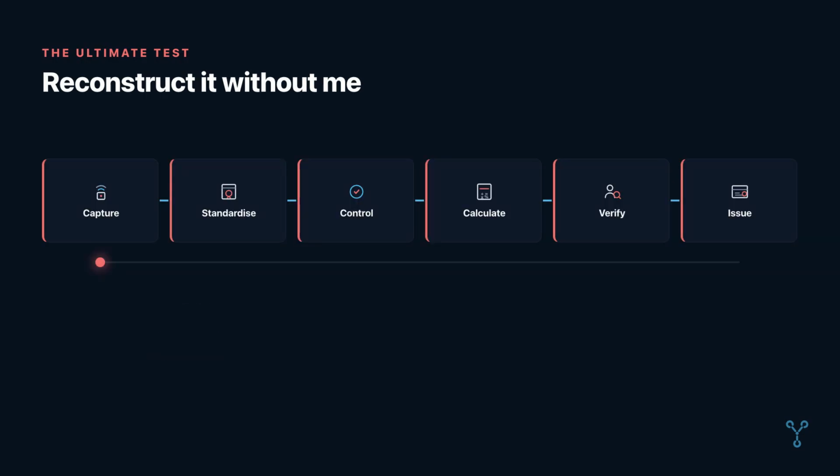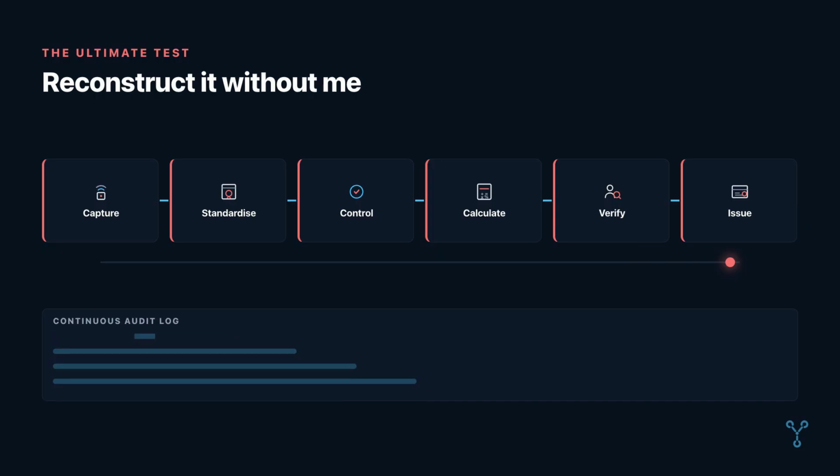A proper digital workflow runs in 6 steps. The first step is data capture. The second step is standardization. The third step is quality control. The fourth step is calculation. The fifth step is independent verification. The sixth step is registry issuance. A registry is an official database where carbon credits are issued and tracked.